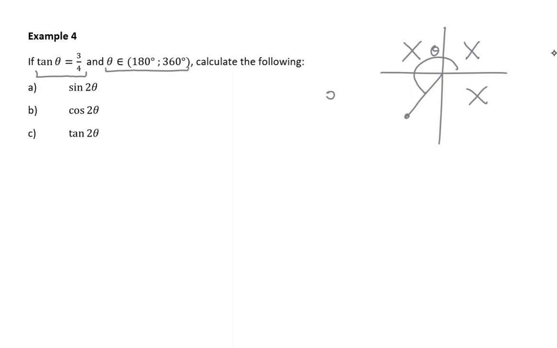Now, why do we do this? We do this so you can tell me the signs of x, y, and r. So the sign of x in this quadrant would be negative. The sign of y in this quadrant would be negative. And the radius is always the distance, so that's positive.